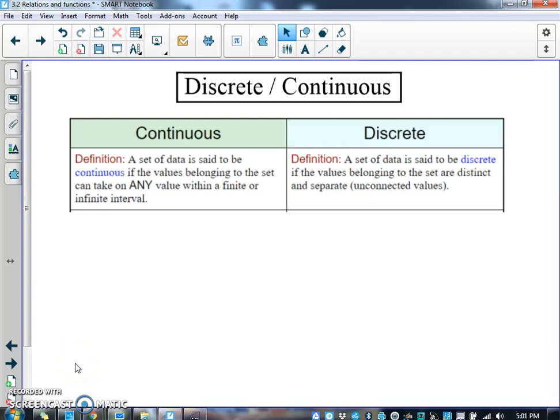All right, welcome to lesson 3.2, day 2, part 2. There's a lot of 2's in there. So let's talk about, again, making a difference or distinction between discrete and continuous.